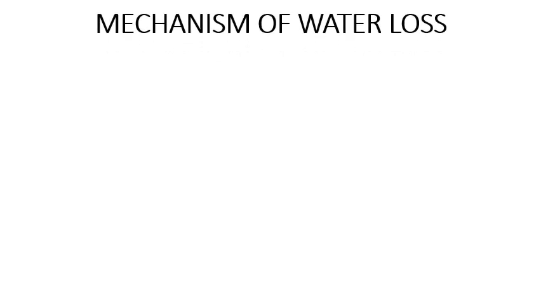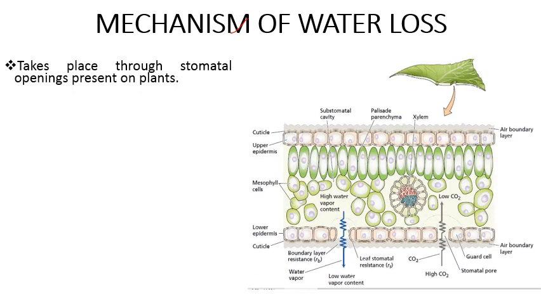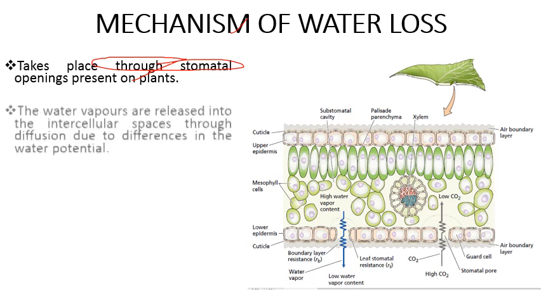Next comes mechanism of water loss. Most of the water loss occurs through the stomata, and stomatal opening and closing plays a very important role in this process. Simply means stomatal movements play a very important role in the process of transpiration. This transpiration takes place through the stomatal openings, which are present on the plants, mostly on the leaves.